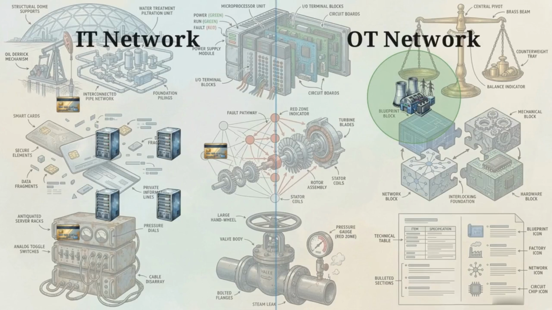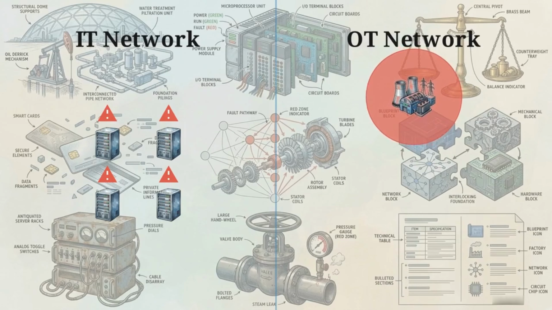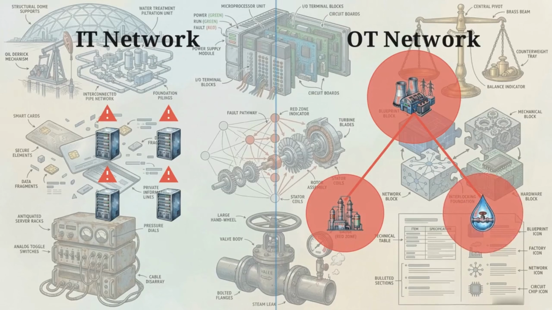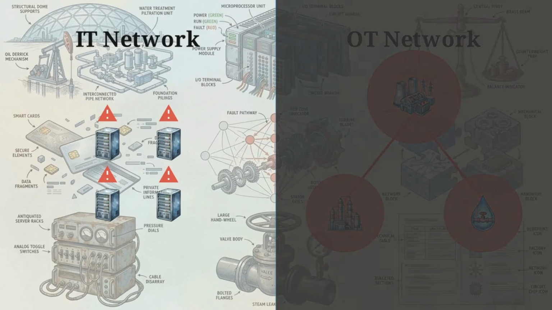If an IT network is breached, a company might lose data or expose credit card numbers. But if an operational technology, or OT, network is compromised, the damage leaves the screen. It shuts down a power plant. It halts an oil refinery. It stops water treatment for an entire city.